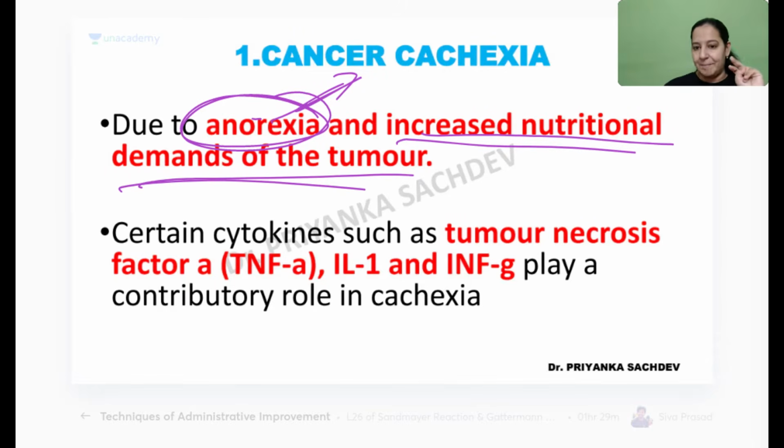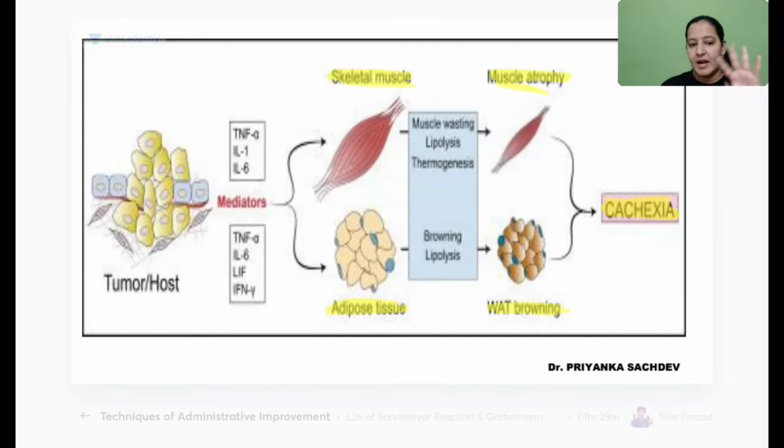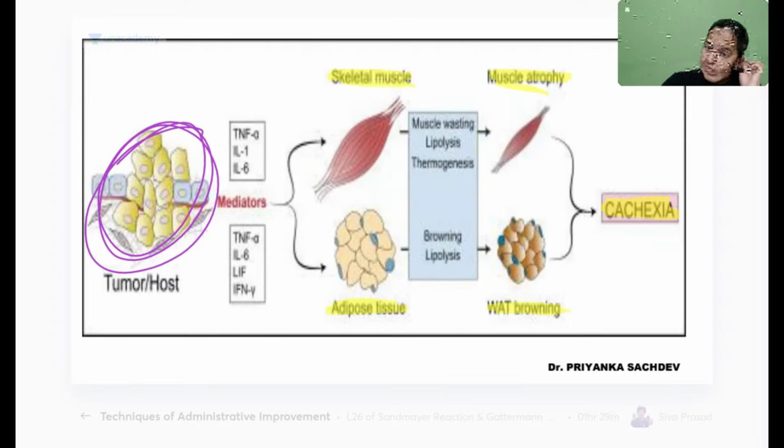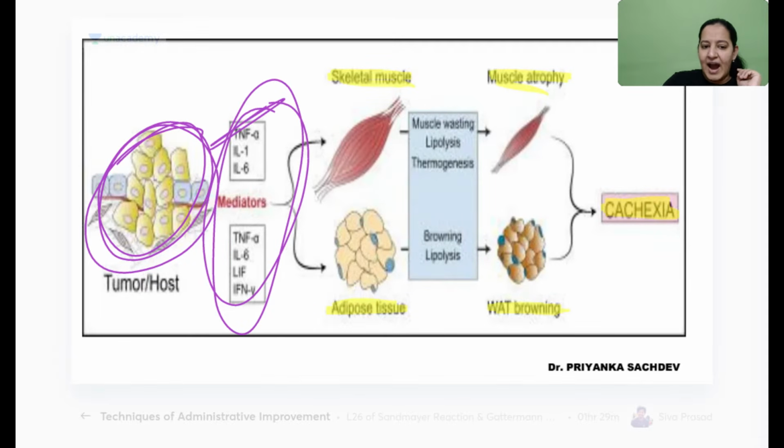Now what is the mechanism? There are 3 cytokines which are responsible for cachexia: TNF alpha, interleukin 1 and interferon gamma. These 3 cytokines, what are they doing, listen. See, this is a tumor. Can you see? Any tumor. These are secreting these cytokines: TNF alpha, IL-1 and interferon gamma. These 3 are the main ones, and they are secreted by the tumor cells.